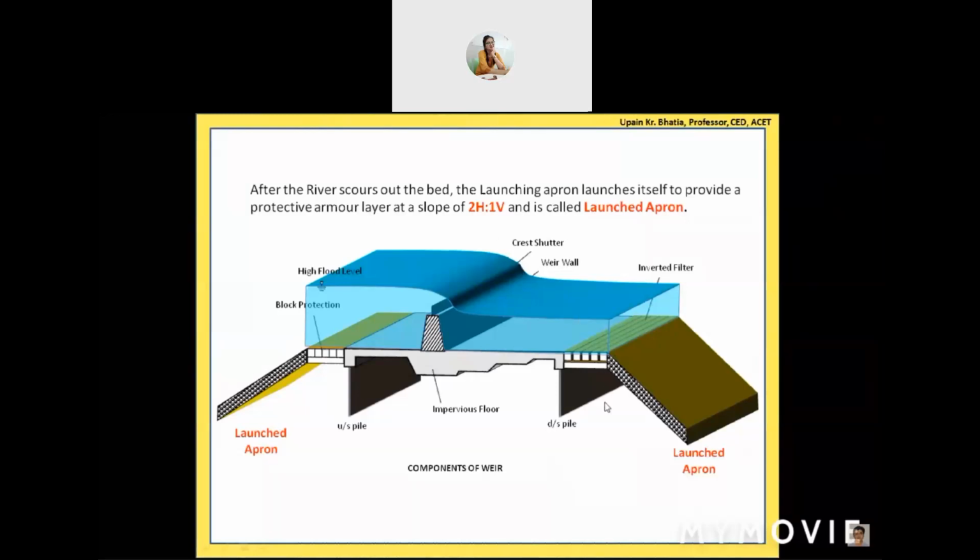That means whatever is the depth up to which the riverbed has scoured out, twice that depth will be the horizontal length. So it will be sloping with this slope, two horizontal to one vertical. So we have to design this launched apron or the launching apron so that in the eventuality of a flood, it will launch itself into this slope. Okay. I think up to this point, it is very clear to you.